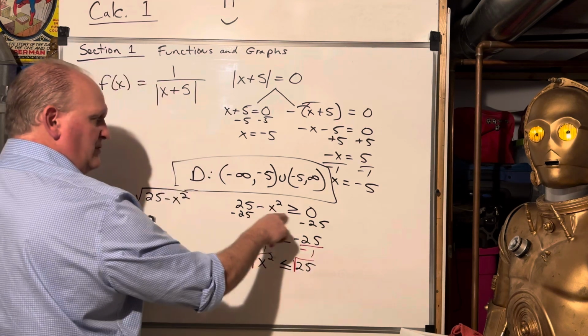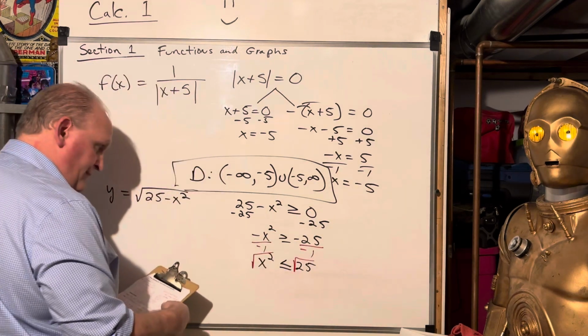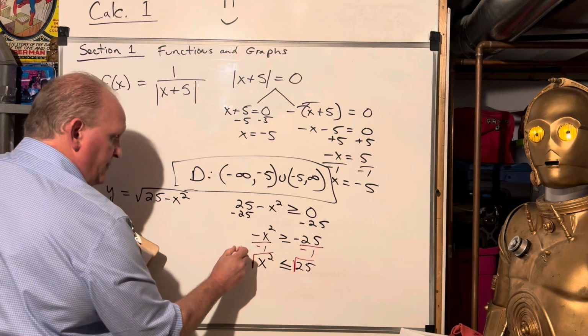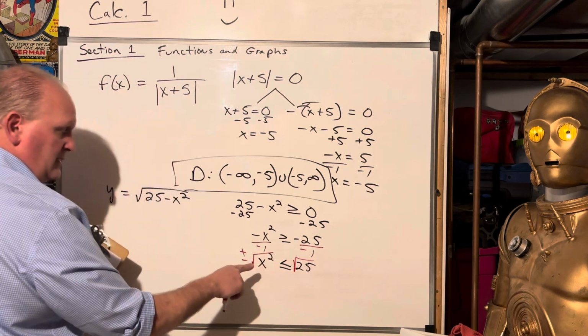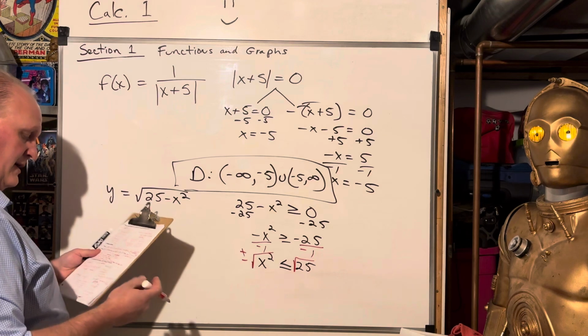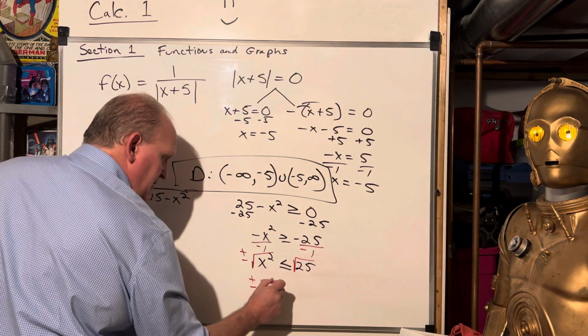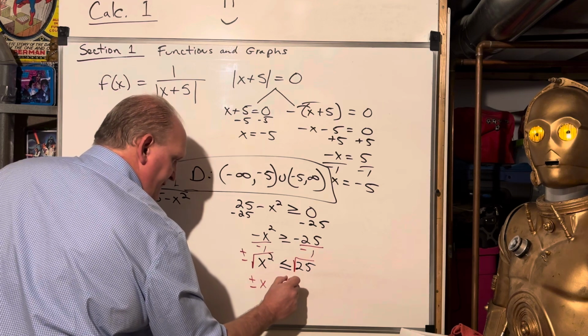Oh, you know what? I should have moved the x squared over. That would have been easier. Oh, well. And remember, the plus or minus is going to happen here because we could do a positive or a negative on that. And so we end up with plus or minus x is less than or equal to 5.